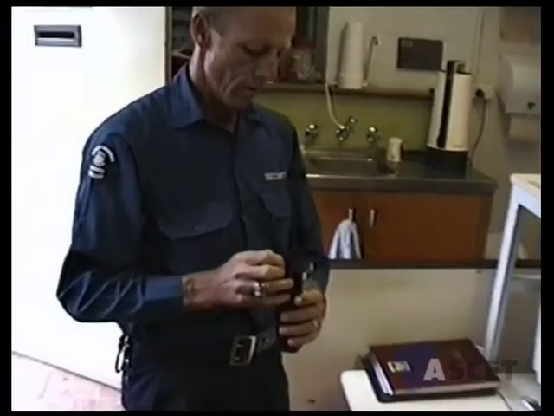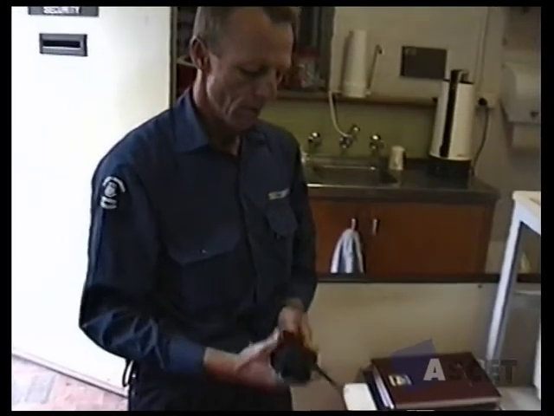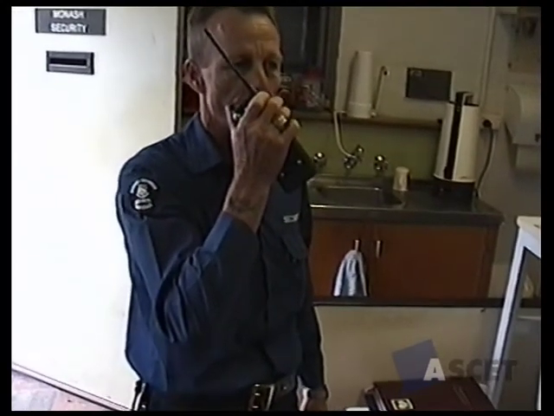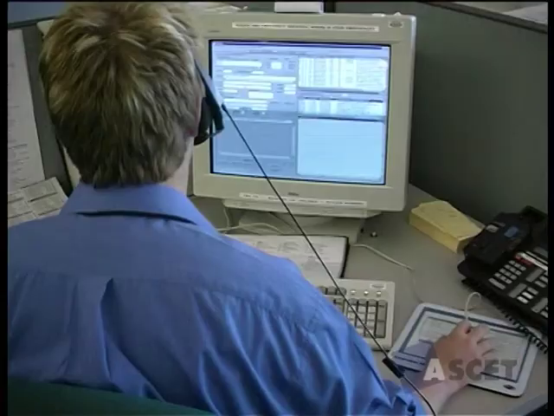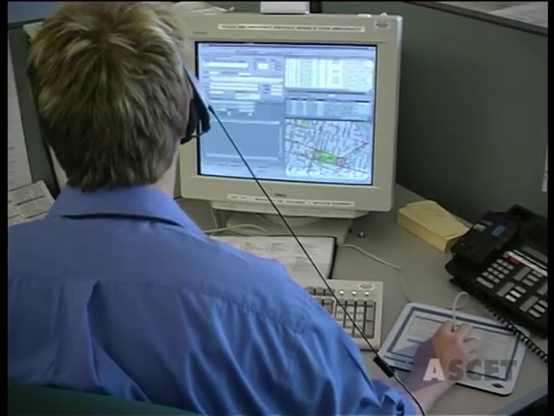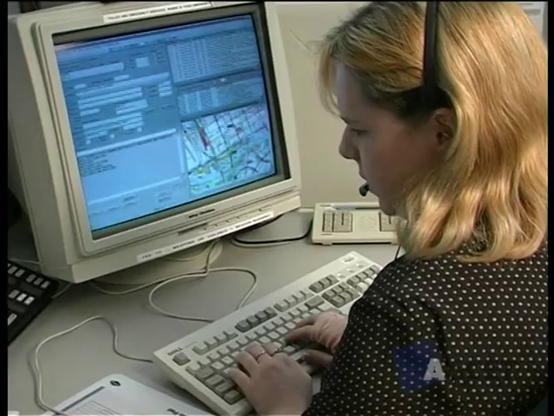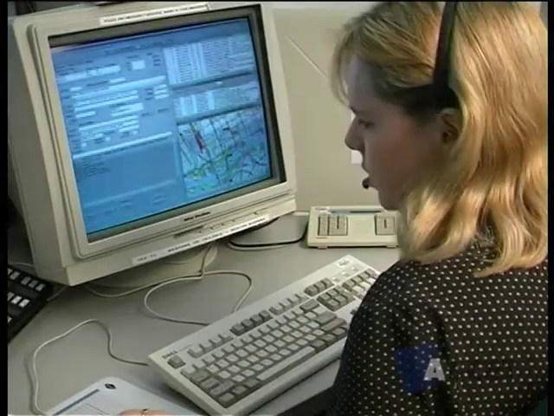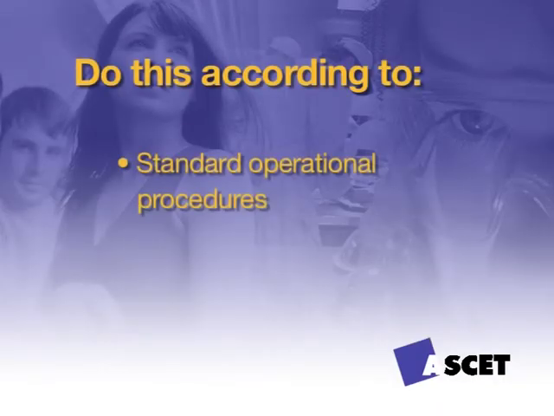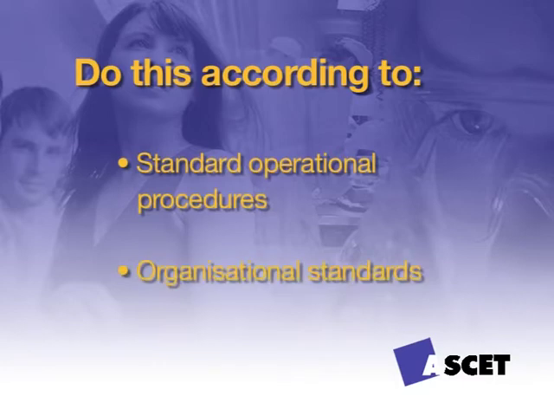All messages to be communicated should be done so clearly and precisely with due observation to ethics and protocols required by users. Your workplace may have certain language required when speaking through a radio system. You may be required to operate a PA system at your workplace. This is usually done from a microphone at the control center and transmits the message to speakers placed around the building and grounds. Do this according to the standard operational procedures and organizational standards.